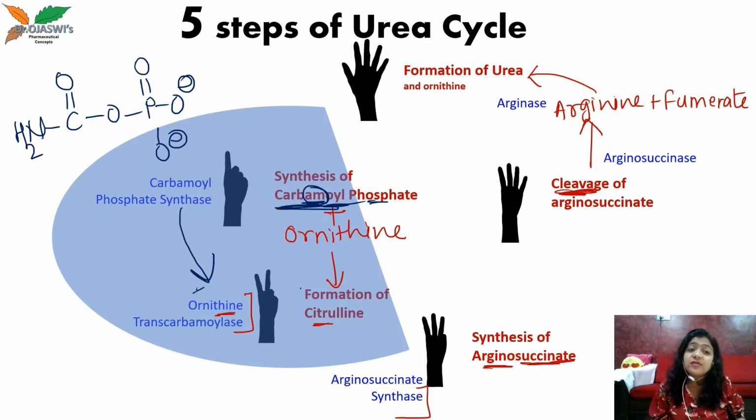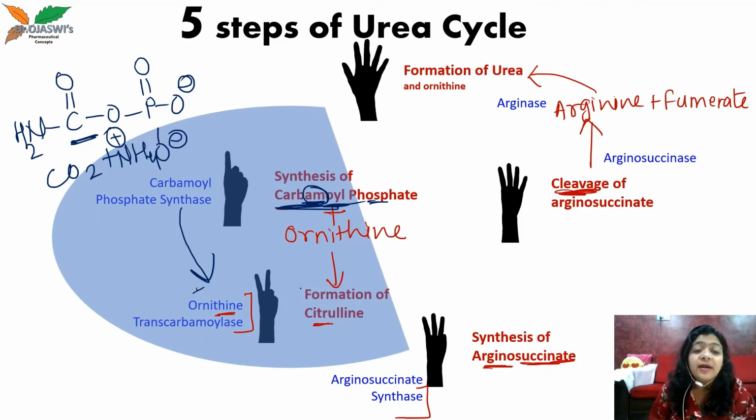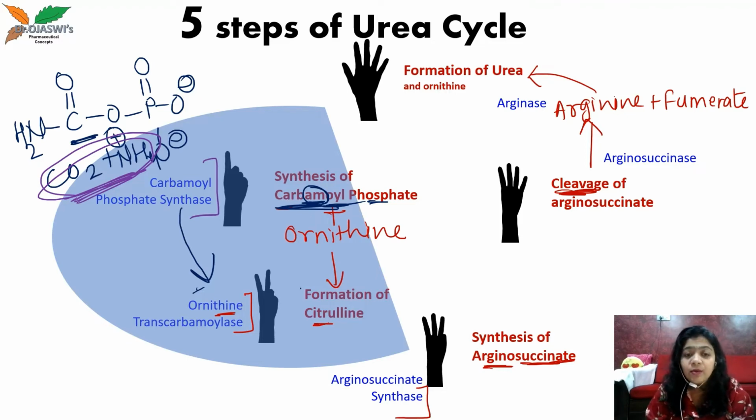This carbamoyl phosphate is synthesized from carbon dioxide and ammonium group. Okay, so condensation, let me show you here. The condensation of carbon dioxide and this ammonium will form carbamoyl phosphate with the help of this enzyme. Okay, second step was formation of citrulline by again condensation of this carbamoyl phosphate and ornithine.